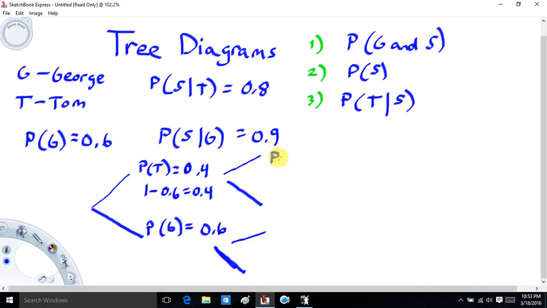So given that you have Coach Tom, what's the probability of getting a scholarship? We're given that information in the problem. This is 0.8. The probability that you don't get a scholarship, and we'll denote that by n, given that you have Coach Tom, is 1 minus this probability. So that's going to be 1 minus 0.8, which is 0.2.